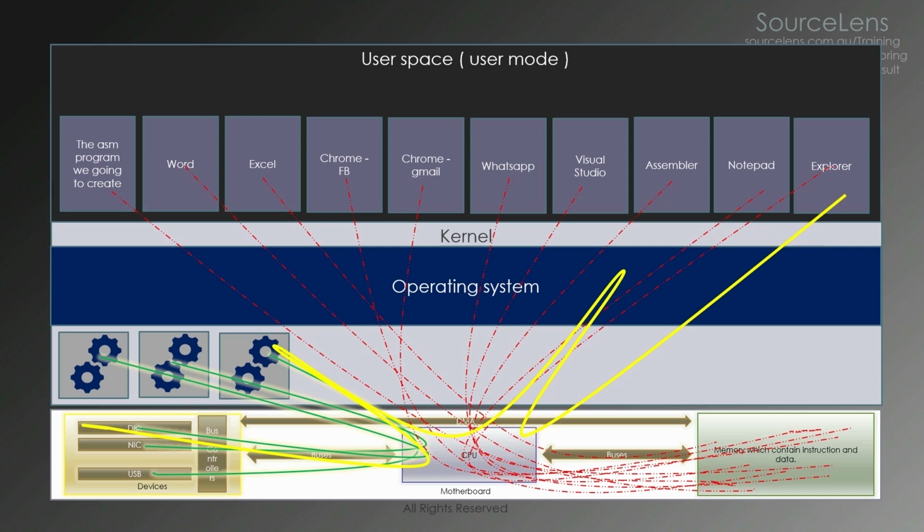So let's take the example of the red one here. Everything, if you look at, everything is going through the CPU. Every line is going through the CPU. And in the case of Explorer or Notepad for that matter, what it does is it goes through the operating system and then it reaches the CPU. Then through the CPU, it reaches the memory. That is the path it follows.